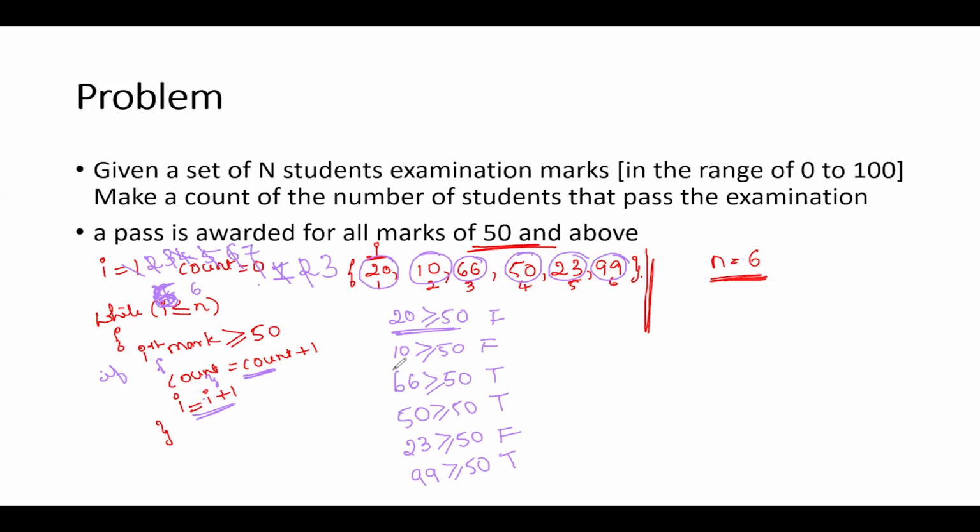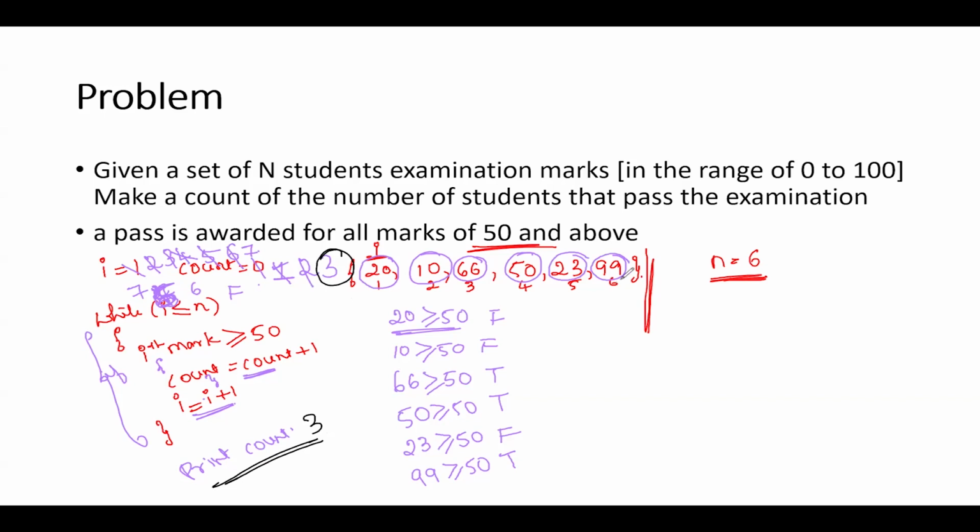Now that I have incremented the I value to 7, I'm checking whether 7 is less than or equal to 6. So here our condition fails, hence we will come out of the while loop. And now we can print our count. So we have the count value, which according to the calculation is 3. Hence, we will print count as 3.